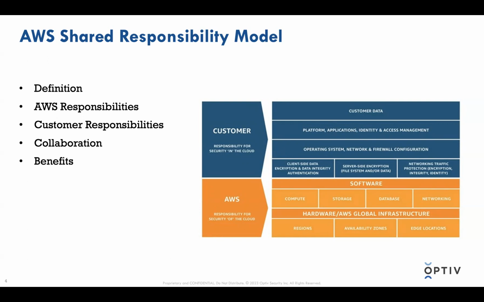They take care of the security of underlying infrastructures, including the physical data centers, networks, and even implementing robust physical security measures. AWS also provides a range of security services and features, from encryption services to identity and access management tools. They equip customers with the means to enhance the security of their applications and data.